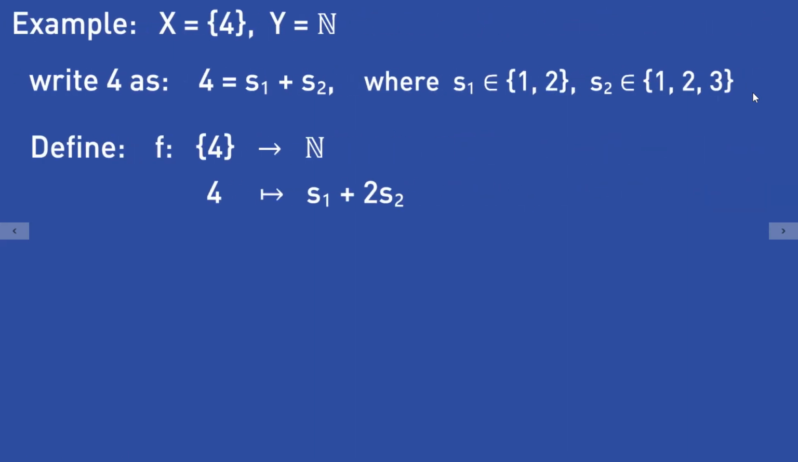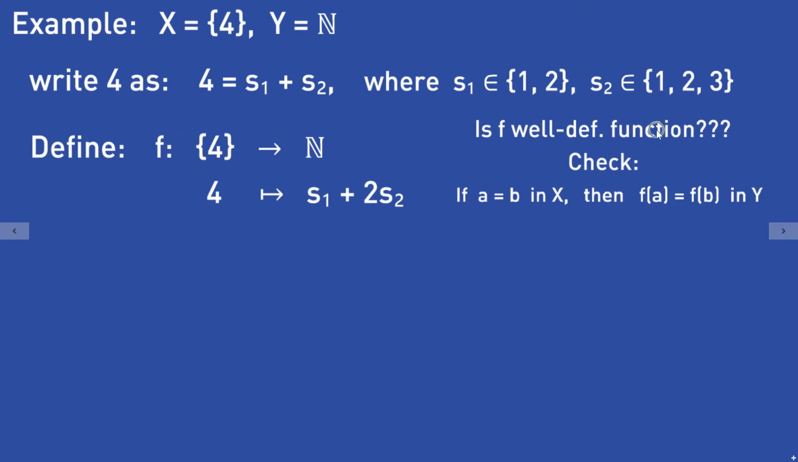We have a relation f between X and Y. F does the following thing. It takes a look at the numbers s1 and s2 in the representation of 4, and then it maps 4 to s1 plus 2 times s2. We want to check if f is a well-defined function. So we have to check the following thing. If a is equal to b in X, then f of a is equal to f of b too.